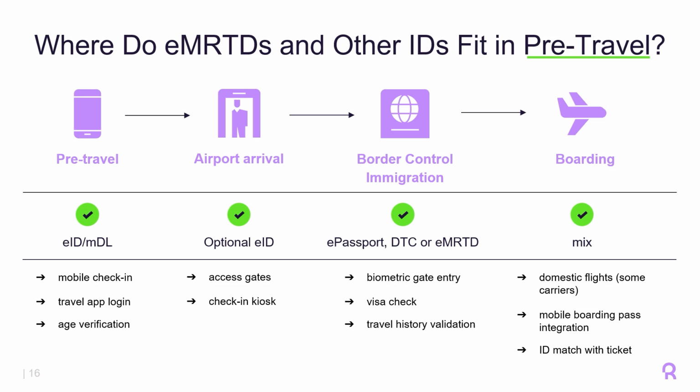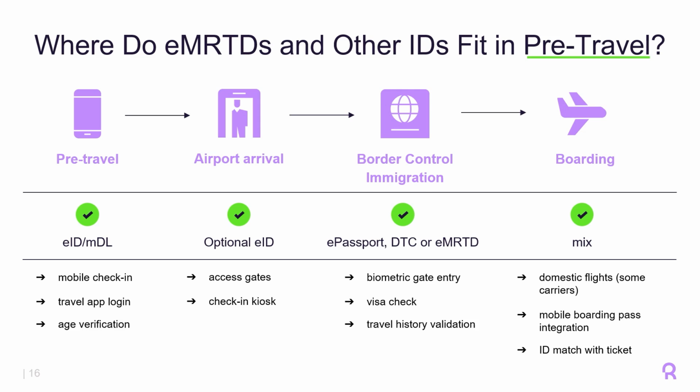Finally, during boarding, the situation again depends on the airline and destination. Some domestic carriers may accept a broader range of documents, while others require a formal match between the boarding pass and ePassport or other eMRTD. In summary, the use of EIDs and MDLs is growing, but when it comes to cross-border travel, ICAO-compliant eMRTDs remain the core requirement.